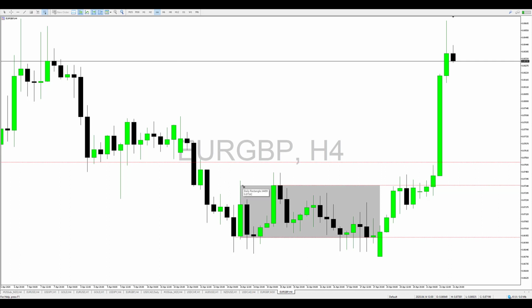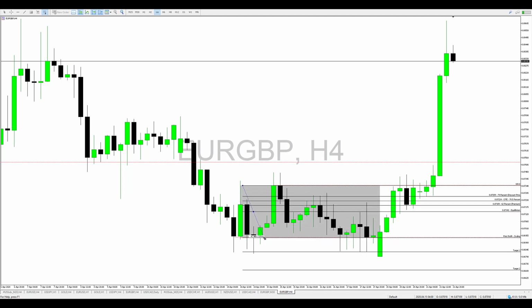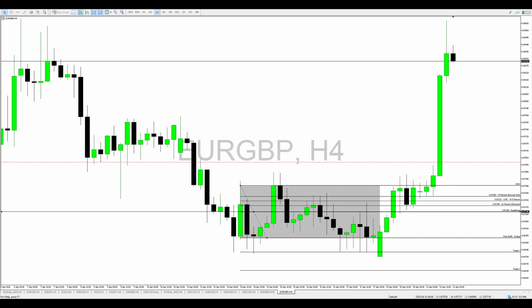Now from this high to this low, right? More or less the same. So this is my equilibrium, coming in at 87140. Then I'm gonna grab my horizontal line and I'm gonna put it at 87140. That's my equilibrium point.